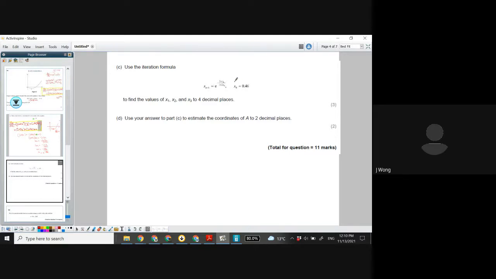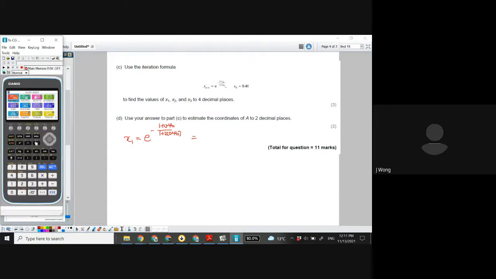And then they want us to start with x0, 0.46, use it to find x1, then x2, then x3. So if you want to find x1, that means you're just going to use the formula, e to the minus 1 plus 0.46 over 1 plus 2 lots of 0.46. So that will be your x1. Right, so let's just use a calculator to sort this out.